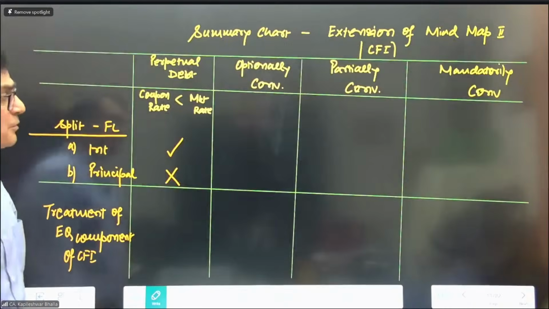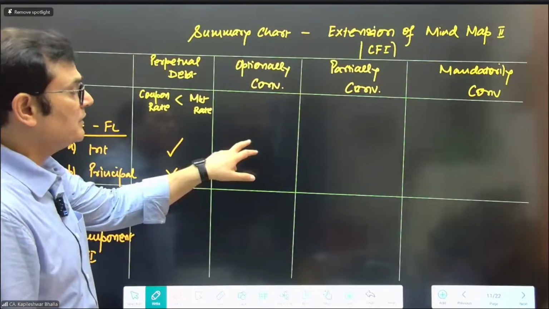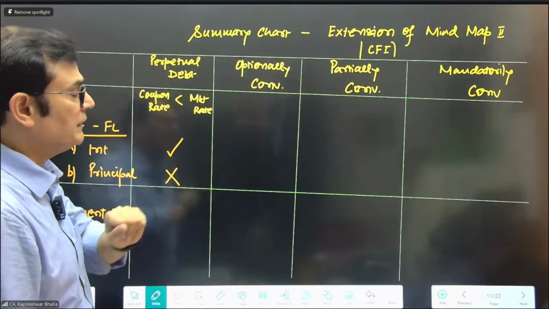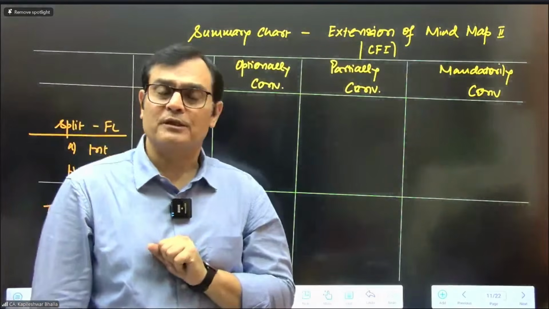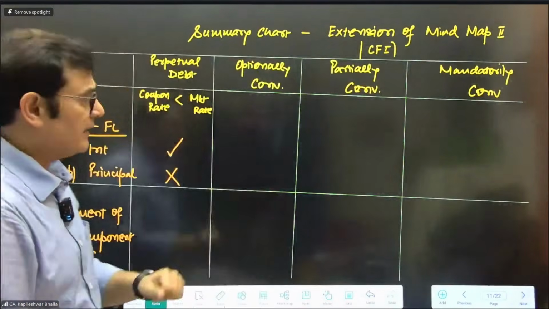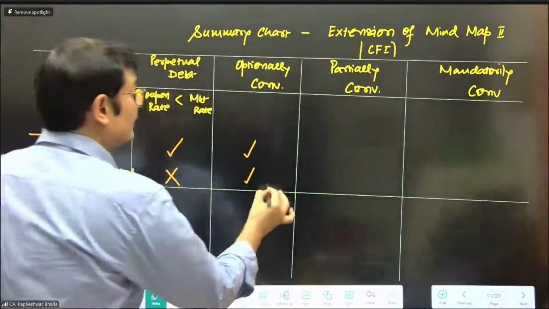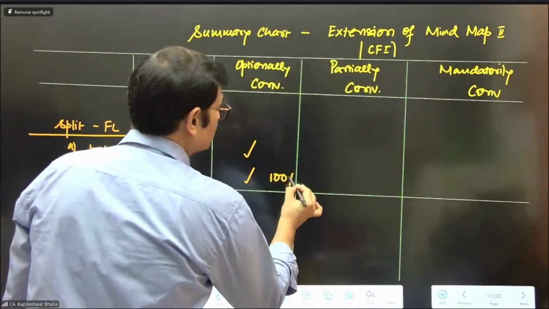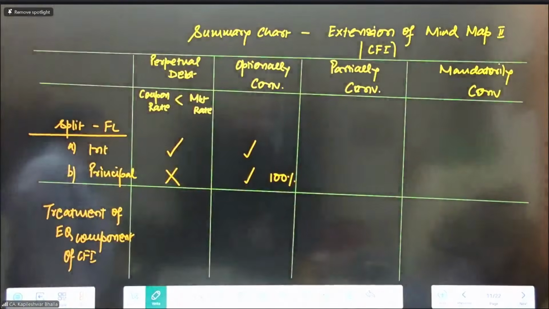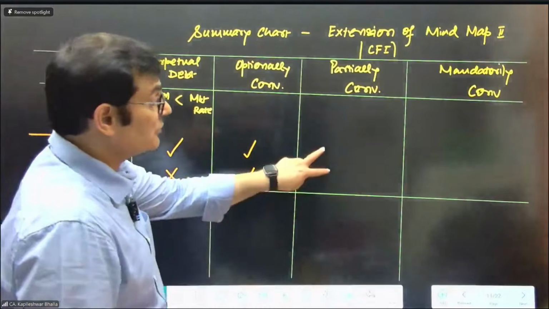When you consider optionally convertible, the question we did from November 2018 was on that optionally convertible debt. So I think I can answer that. We will consider both the interest and the principal, and we are considering 100% of the principal. And the next question which we did, from November 2019, was on this.